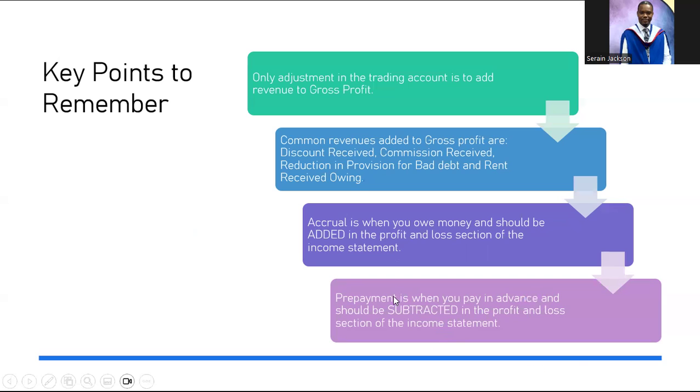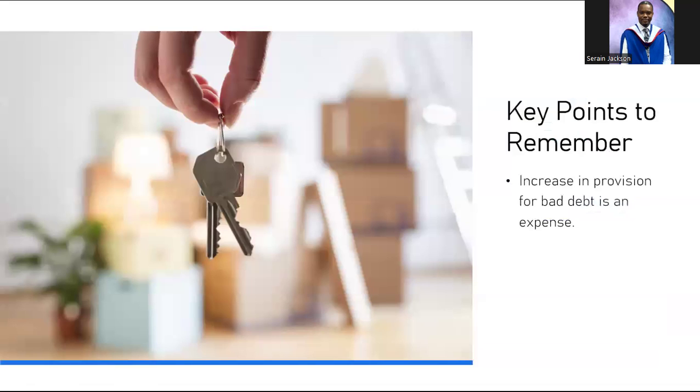Then prepayment is the other term that is very important for you to know if you're talking about adjustments in the income statement. Prepayment is the opposite of accrual. Prepayment is when you pay in advance. So let's say you owe rent and you pay it in advance. That is prepayment, you're paying in advance. And if we add accrual, then it means that we must subtract prepayment. And this adjustment takes place in the profit and loss section of the income statement.